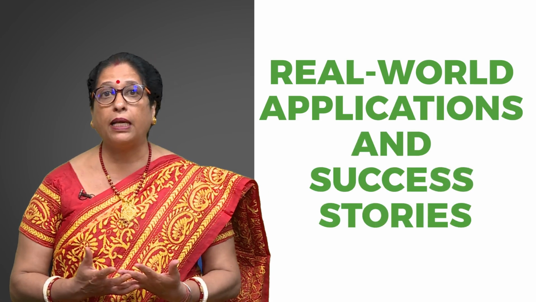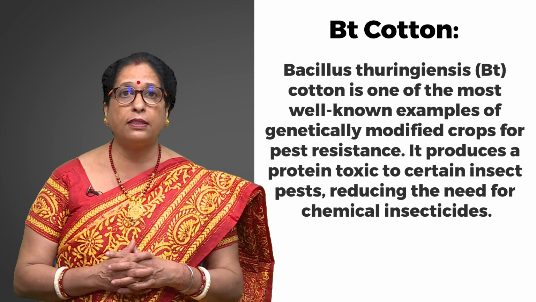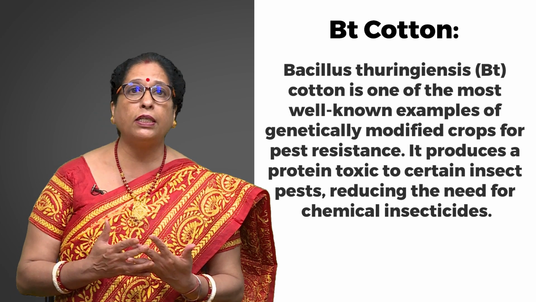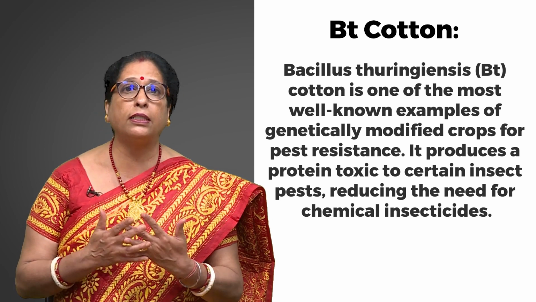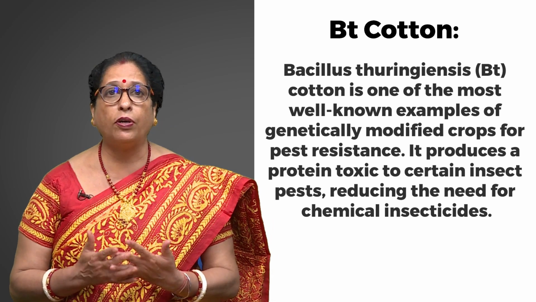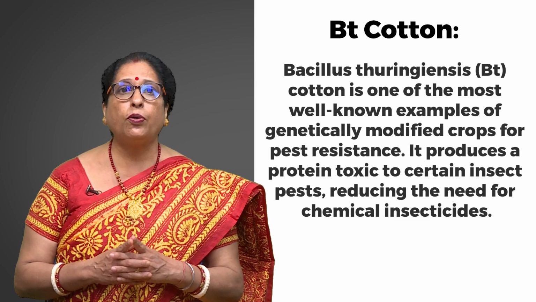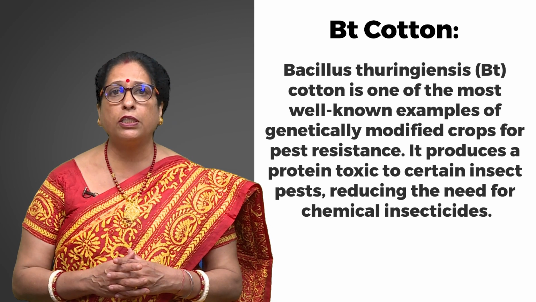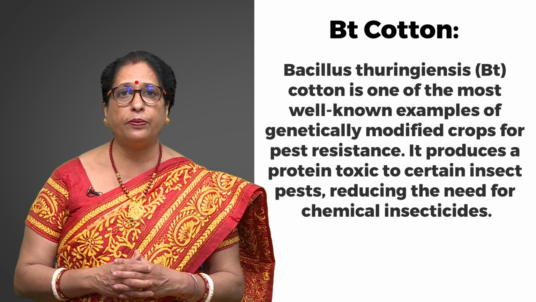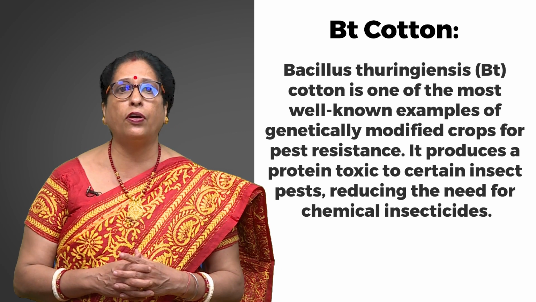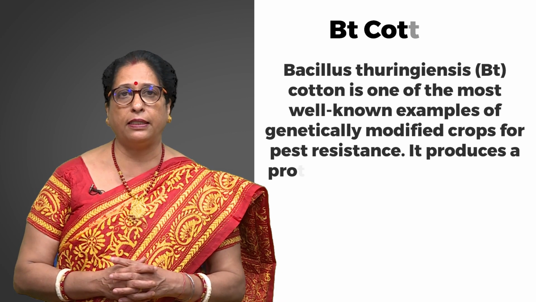Now, real world applications and success stories. We all know about the Bt cotton, Bacillus thuringiensis. So, the Bt cotton is one of the most well known examples of genetically modified crops for pest resistance. It produces a protein toxic to certain insect pests, reducing the need for chemical insecticides.